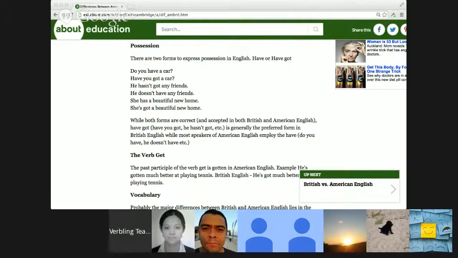So this possession one is absolutely true. We use have got a lot more in the UK, so we would say stuff like, have you got a car? Has he got any friends? We use got quite a bit. In American English, do you have a car? And when I am listening as a native speaker to different versions of English, this stands out a little bit more to me. It's quite an obvious thing when you're speaking. However, both are correct and both are used in both countries, so it really doesn't matter.